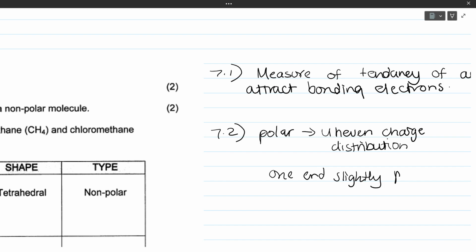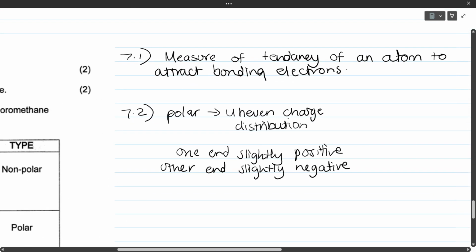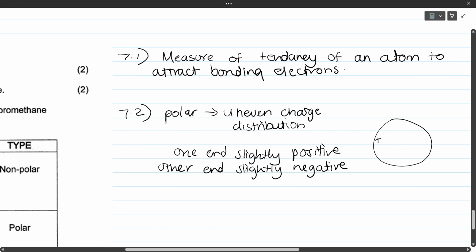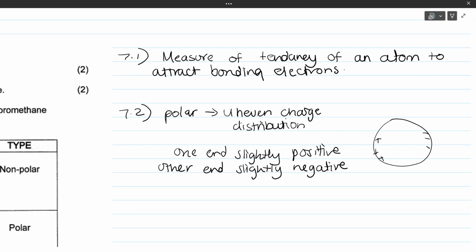is going to become slightly positive, and the other end is going to become slightly negative. Okay, so if you look at a picture, what's going to happen is you're going to have a slightly positive end on one side and a slightly negative end on the other side. Therefore, it's a polar molecule. So you're going to get 1 mark for saying that.